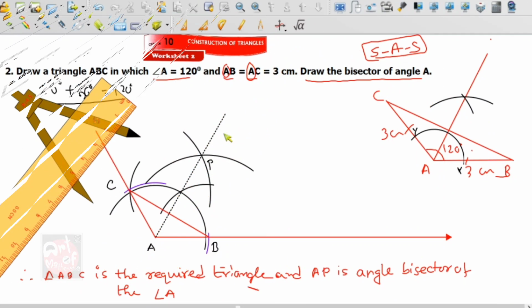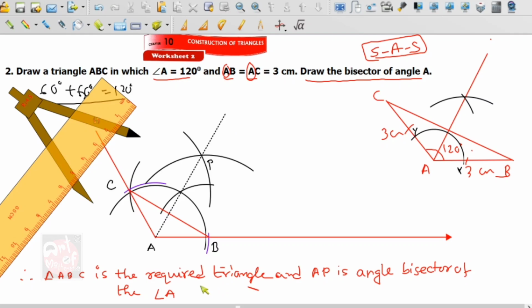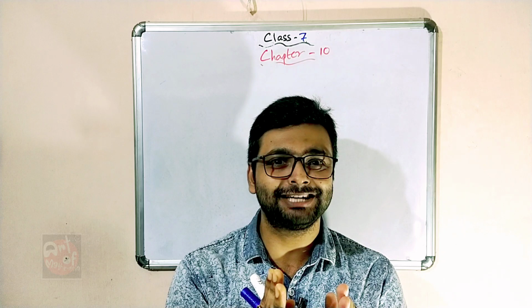I hope you all understood. I have taken a lot of time and explained this nicely. I hope you have understood. So that's it for today. In my next class I am going to do question number 3. How was that? Did you like it?